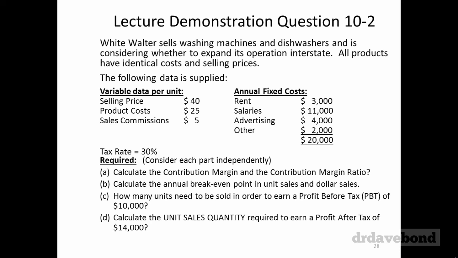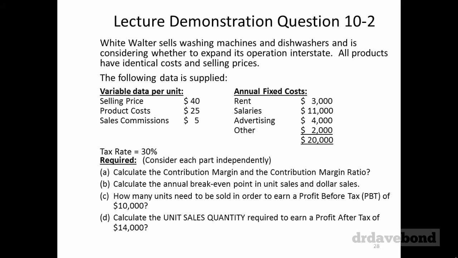Now, profit after tax, I'll work through this one, but if you already jumped ahead, that's absolutely fine. A profit after tax of 14,000, we need to work out the profit before tax. So a net profit before tax is the net profit after tax divided by 1 minus the tax rate. So in this case, 1 minus the tax rate is 70%. So net profit before tax equals 14,000 divided by 70% equals $20,000.